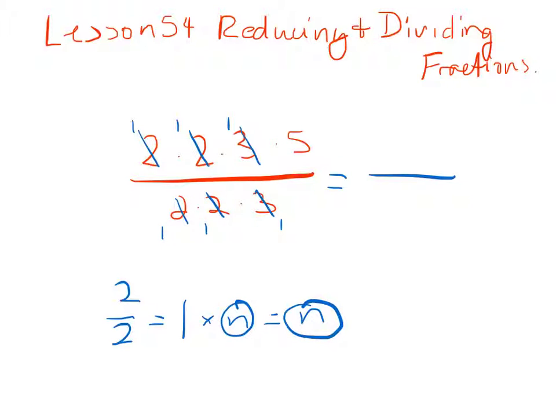So now if we do 1 times 1 times 1 times 5, that will be 5. And 1 times 1 times 1, that will be 1, and 5 over 1 equals 5. So that would be the answer there.